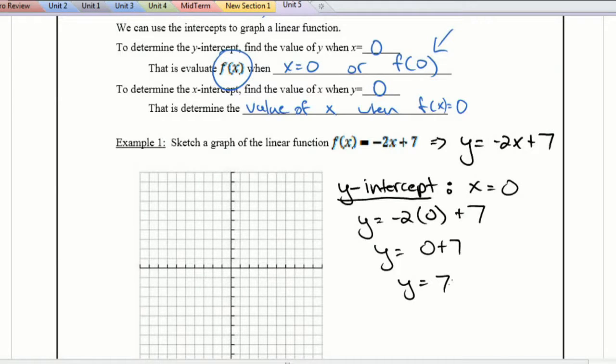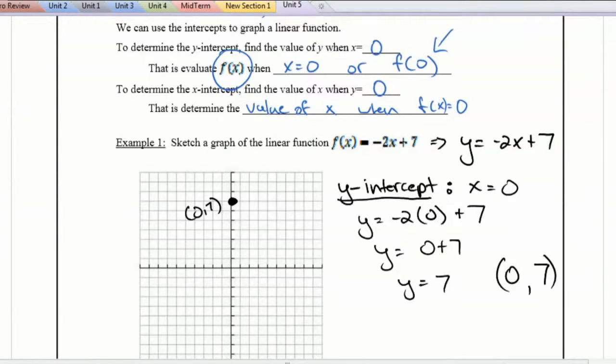So what does that mean? Well, that means when x is 0, y is equal to 7, so now I have a point that I can plot on my graph. (0, 7). So I'm going to plot that: 1, 2, 3, 4, 5, 6, 7. I'm going to put that point on my graph right there. And that is (0, 7). That is my y-intercept. That is where my graph crosses the vertical axis.